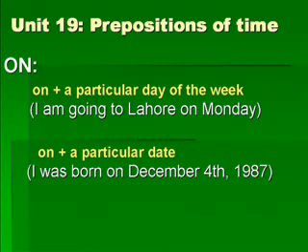With a particular date, we use on. I was born on December 4th, 1987. So you can see here we're talking about December 4th. That's why we have used on. We did not use in. We have December, which is a month, and we also have 1987, which is a year, but still we are using on because the stress is on the 4th of December. The main stress is on the 4th of December 1987. So whenever you talk about a particular date, you use on with that date.